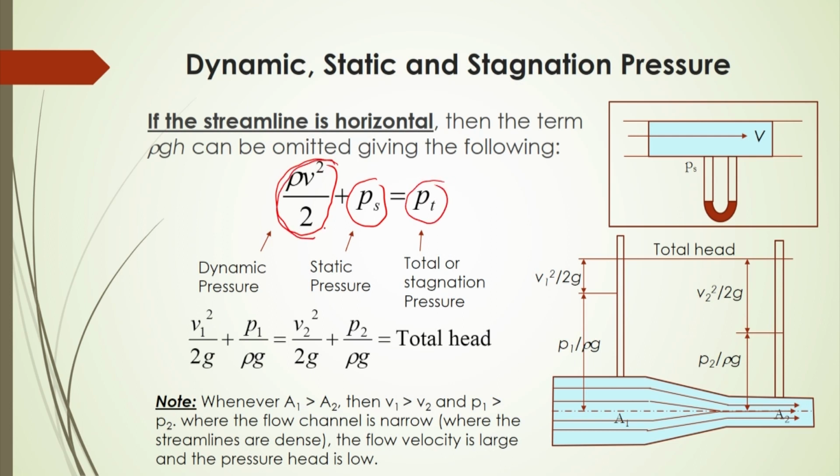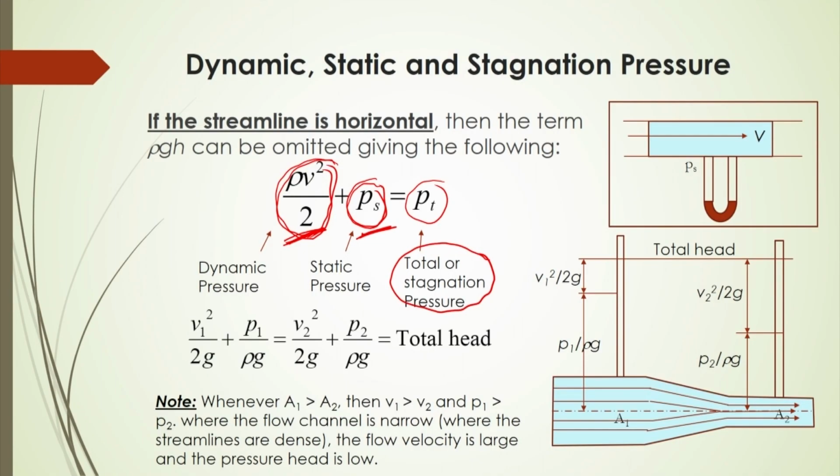So, rho v square by 2 is also pressure energy and this is also your pressure energy. This one, rho v square by 2, is called dynamic pressure, and p is called static pressure, and the total of this dynamic pressure and static pressure is called total pressure, or sometimes it is called stagnation pressure. So, if fluid is flowing in a horizontal pipe, we are getting two types of pressure, dynamic pressure and static pressure, and the summation of these two pressures is called the stagnation pressure.